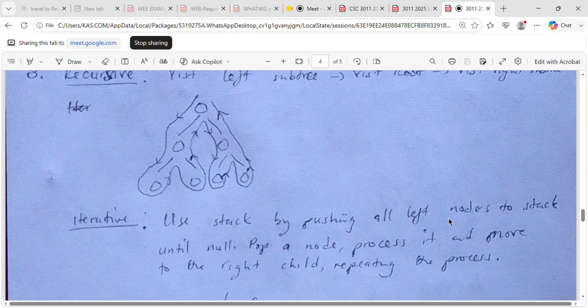So it doesn't mean you create another. Just this is fine. Then just explain what you are doing. So you process that, and you move. It's MOVE. So you move to the right children and repeat the process. What process? You push, okay, pushing all the right nodes until the stack remains empty.